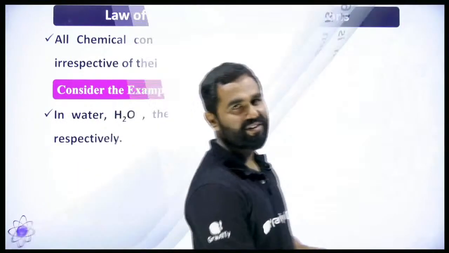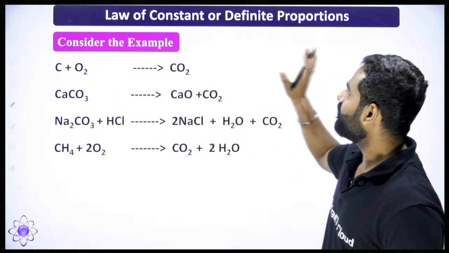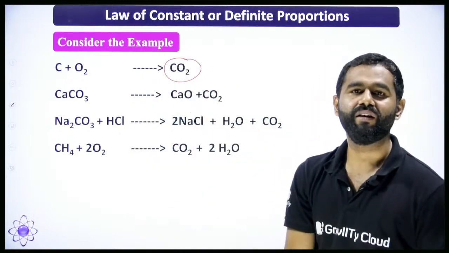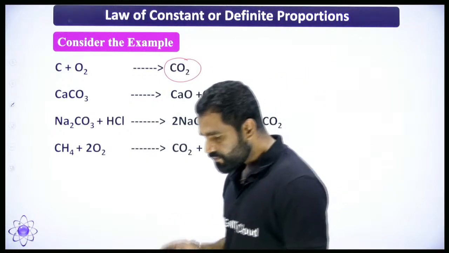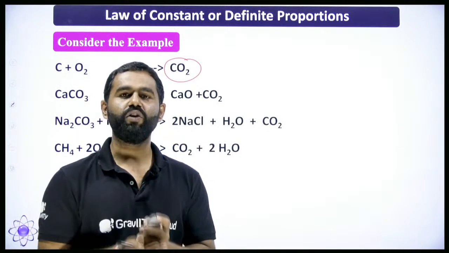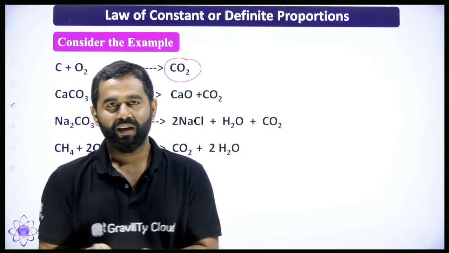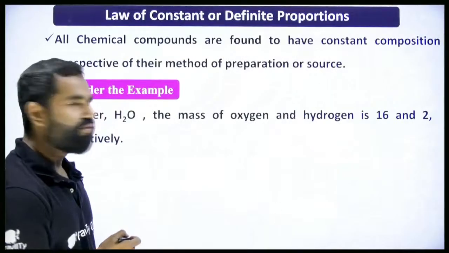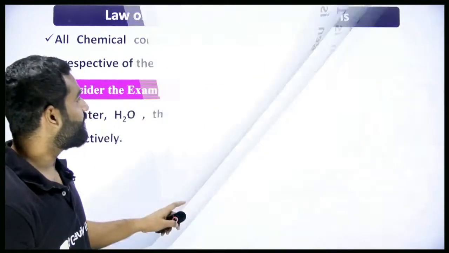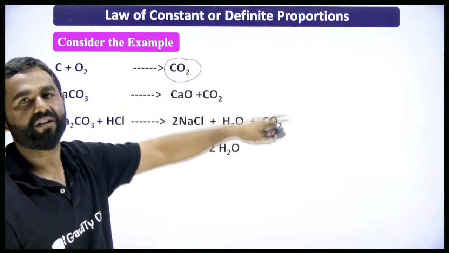Also, let's take another example. For example, I have the formation of carbon dioxide. Now I told you that the chemical composition of a compound does not change, whether you take that compound from any resource or you prepare it. In the last example of water, we took the water from different resources. In this example, we are preparing carbon dioxide by different methods.